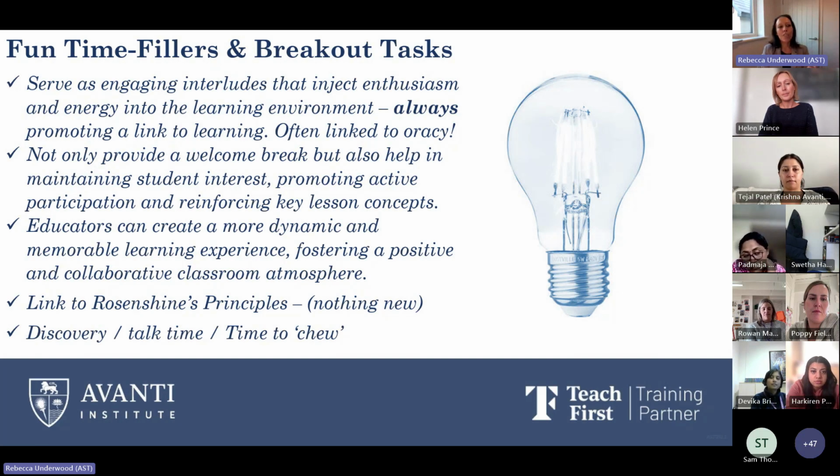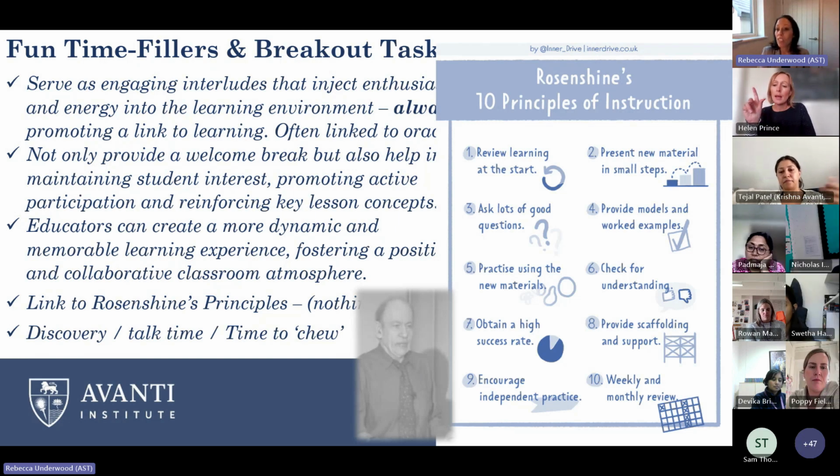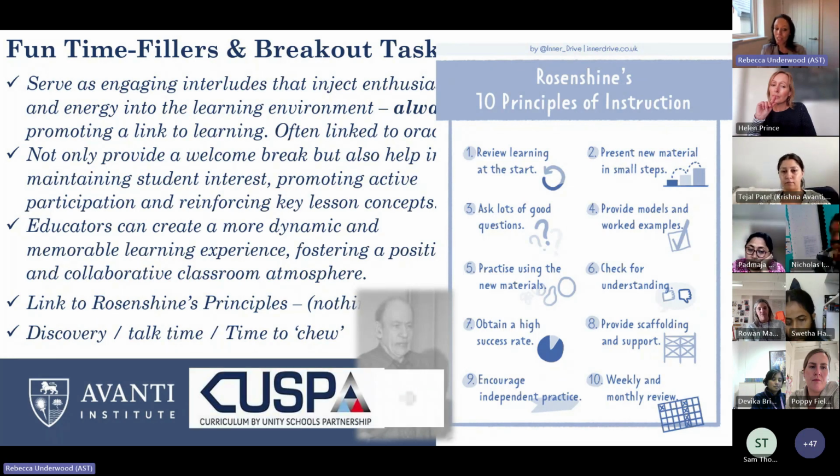And another time, fun time fillers in breakouts is it's them having time to chew. And I love that analogy. Again, it's food, sorry, but that time that you give them some questions and they have time to reflect and to compose their answers and their different ideas in their head, and that's really important. So that's just a reference to Rosenshine and his 10 principles of instruction that we use in our habits when it comes to CUSP. Brilliant involvement there. Oh, there's another CUSP tick because they really do emphasise that. Renewing. Can I just? Yeah.